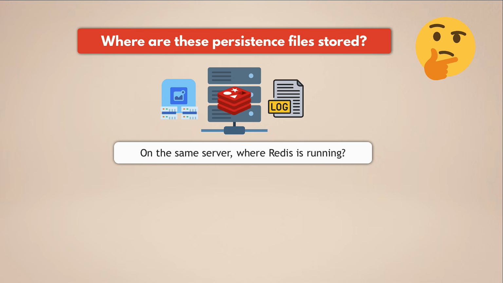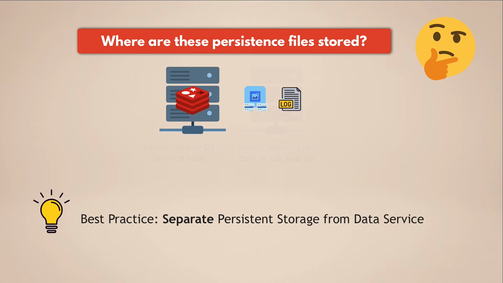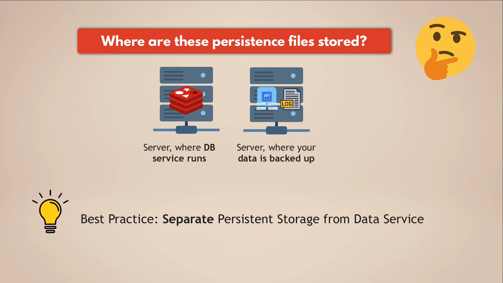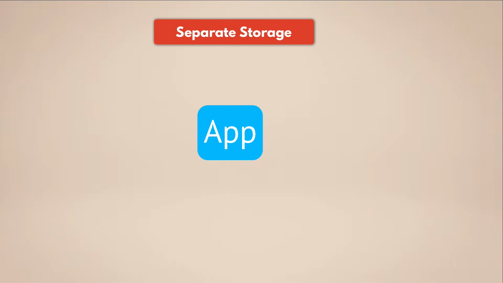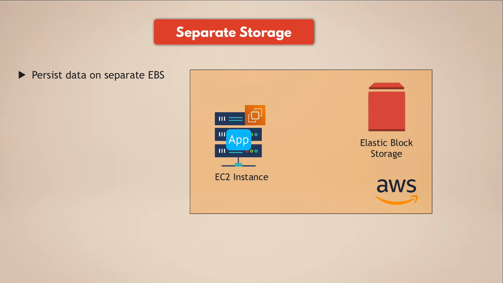Well, this question actually leads us to the trend or a best practice of data persistence in cloud environments, which is that it's always better to separate the servers that run your application and data services from the persistent storage that stores your data. So with a specific example, if your applications and services run in the cloud on, let's say, AWS EC2 instance, you should use EBS or Elastic Block Storage to persist your data instead of storing them on the EC2 instance's hard drive, for example.